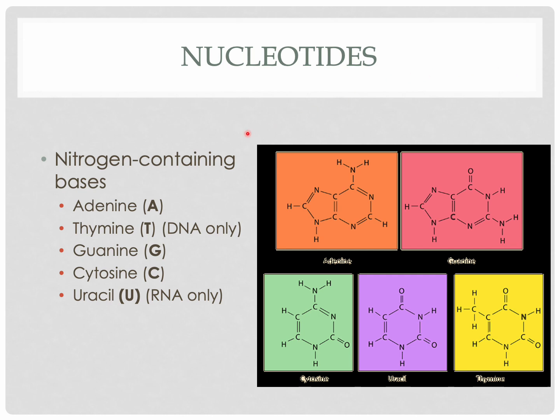The nitrogen-containing bases found in the nucleotides: adenine, thymine, which is only found in DNA, guanine, cytosine, and then uracil, which is only found in RNA. Notice when you look at their structures, the adenine and guanine have two rings. They're known as the purines. The pyrimidines are only one ring.